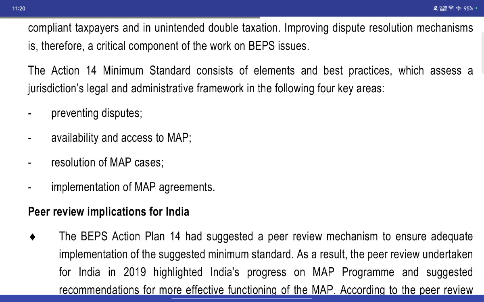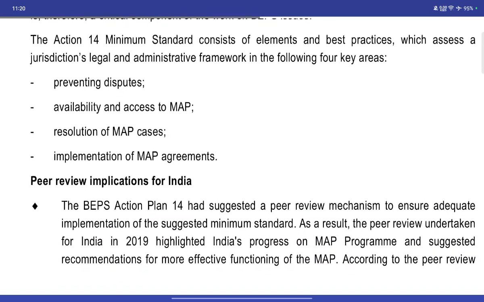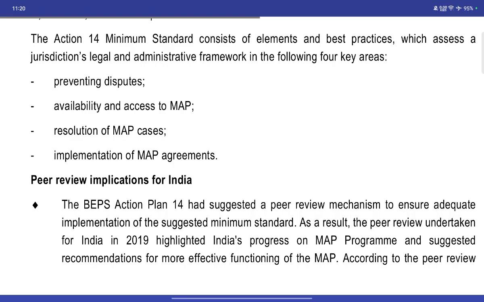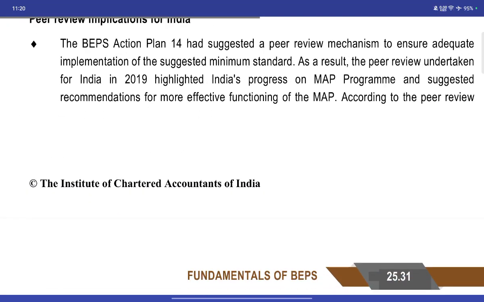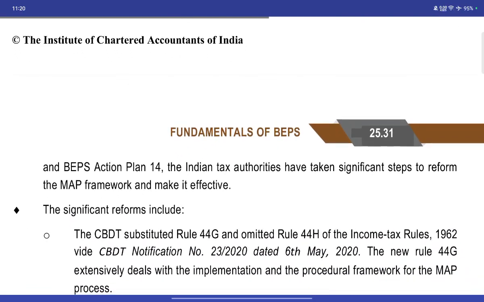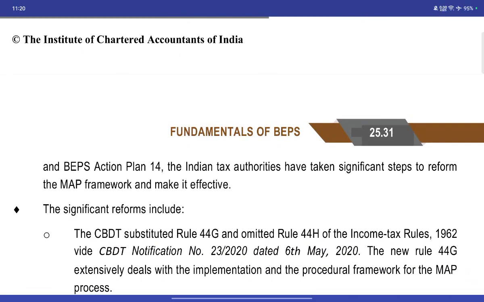Preventing disputes, availability and access to MAP, resolution of MAP cases, implementation of MAP agreements, and peer review implementation. The BEPS Action Plan 14 suggests a peer review to ensure countries adopt and implement the minimum standards. The peer review undertaken for India in 2019 highlighted India's progress in its MAP program, with recommendations for more effective functioning of MAP. Under BEPS Action 14, the Indian authorities have taken significant steps to reform the MAP framework and make it effective.